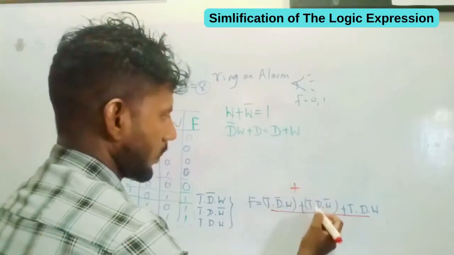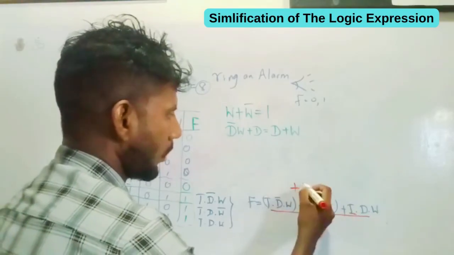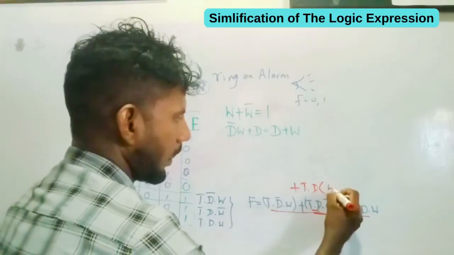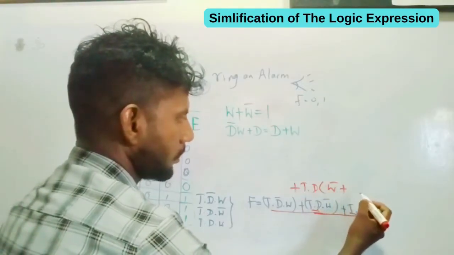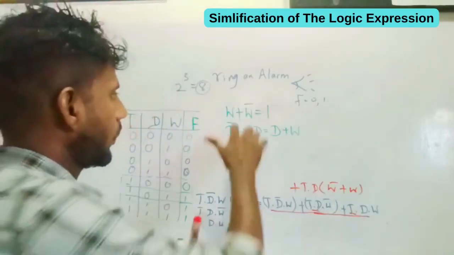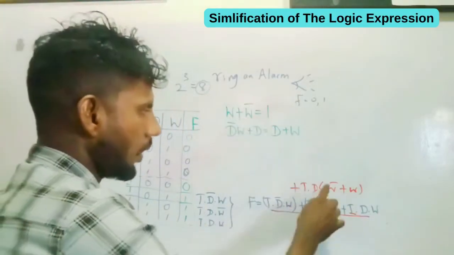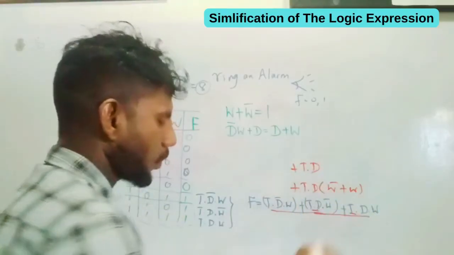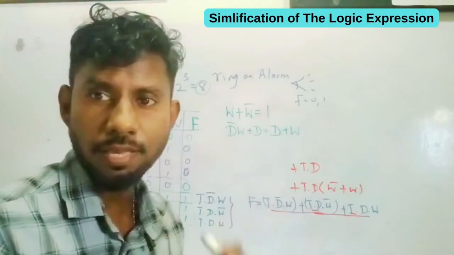So it's like this. T dot D is common. So T dot D I'm going to take out, and inside I'm going to get W bar plus W. So W bar plus W, that's 1. So I can simplify to T dot D. That's 1, right? Easy as that.